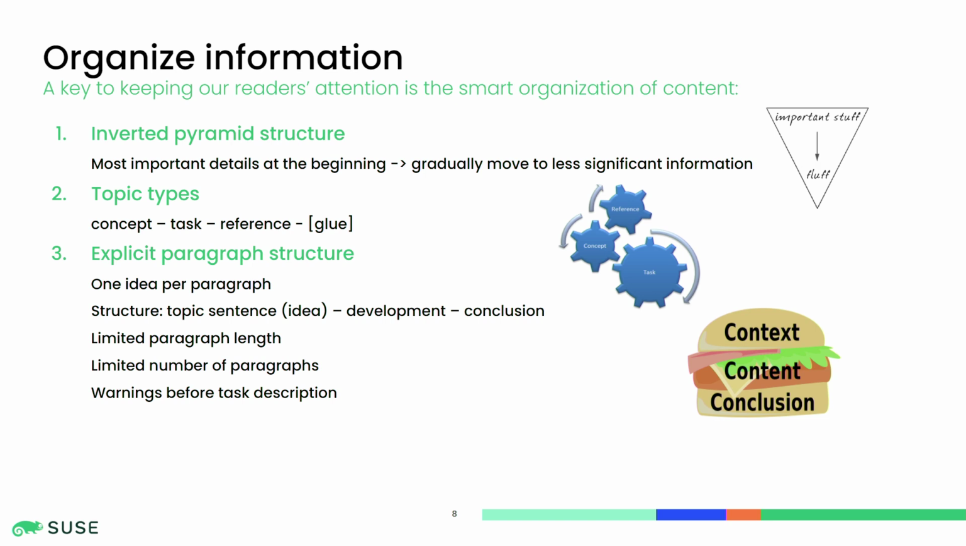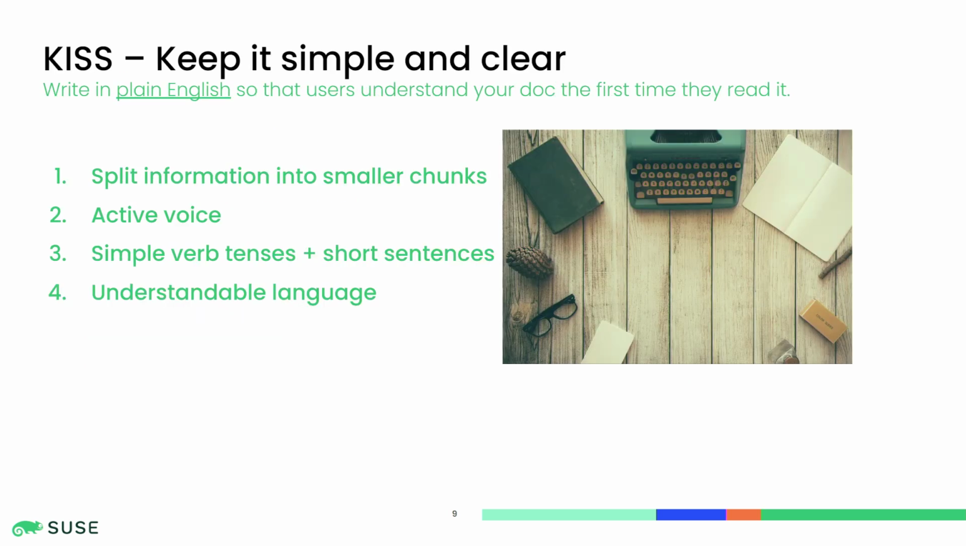Okay, then let's move on to the writing itself. This is going to be about language and style that we recommend in technical writing, and it's based on the good old KISS rule, which says keep it simple and clear. And by saying keep it simple, we mean the language. When writing, we recommend to always keep in mind the phrase plain English. This simply means that we want the users to understand what we say the first time they read it.